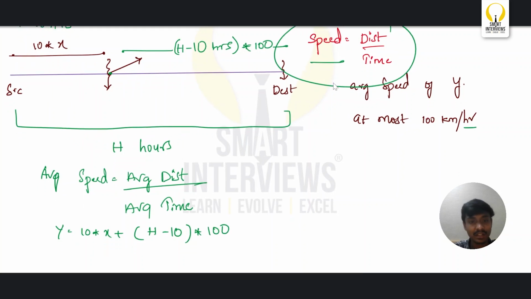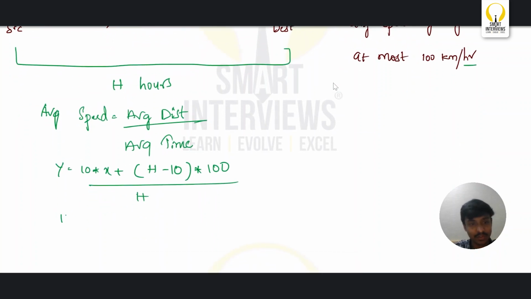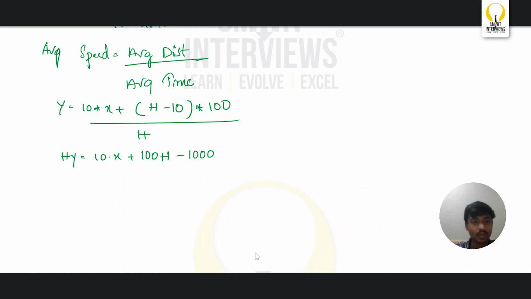And what you need? Average time. So I assume the total time as h. So you'll go with h. Now if you just simply cross multiply, what you're going to get? You're going to get hy, 10 into x plus 100h minus 1000. And so what you're going to get here?